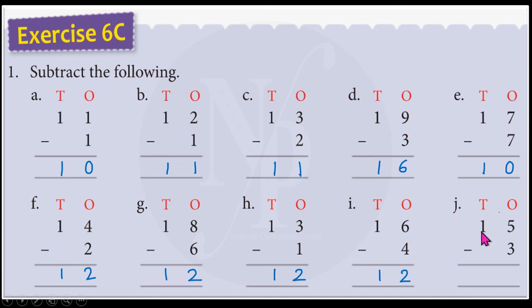J, 15 minus 3. Subtracting 3 from 5, you get 2. And 1 minus 0 is 1. 12 is the answer. So 15 minus 3 is equal to 12.